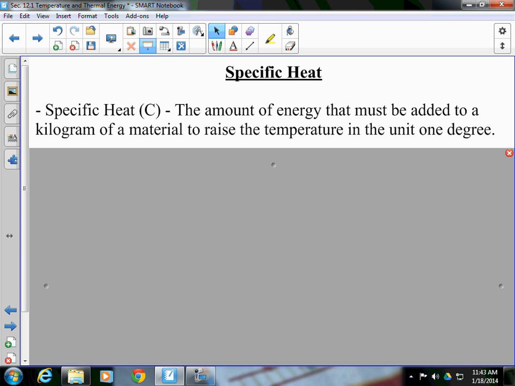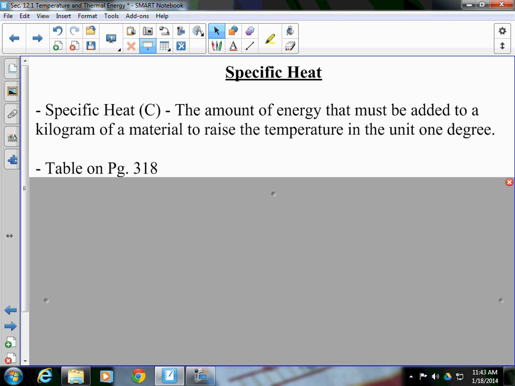Specific heat is the amount of energy that must be added to a kilogram of a material to raise the temperature 1 unit degree, so we're talking Celsius or Kelvin. What that means is objects heat differently. If I have a low specific heat, I absorb energy very quickly. If I have a high specific heat, it takes a lot of energy to raise my temperature 1 degree. The values for specific heat are on page 318. You will not have to memorize these. These values are always given.